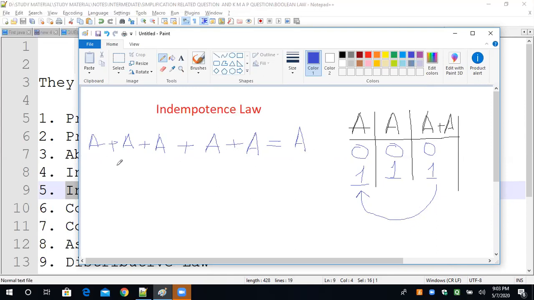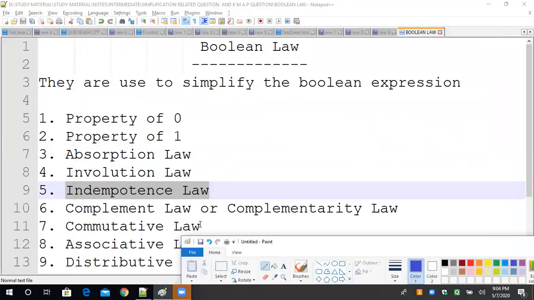Understand? Now, the same thing we can do with the multiplication sign. A dot A dot A will be equal to a single A. All right. This is called the idempotency law. This law applies to everyone. Hope you understand. The second law is the complement law or complementarity law. The sixth one, complement law or complementarity law.